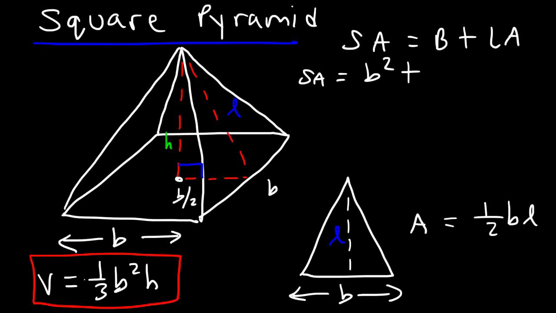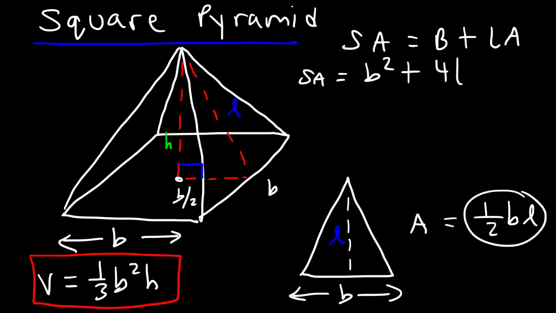Now notice that we have 4 of those triangular faces. So this is one of them. Here's the second one. That's the one in the front. Then we have the one on the left side. That's the third one. And then there's the one in the back, the fourth one. So the lateral area is going to be this times 4.